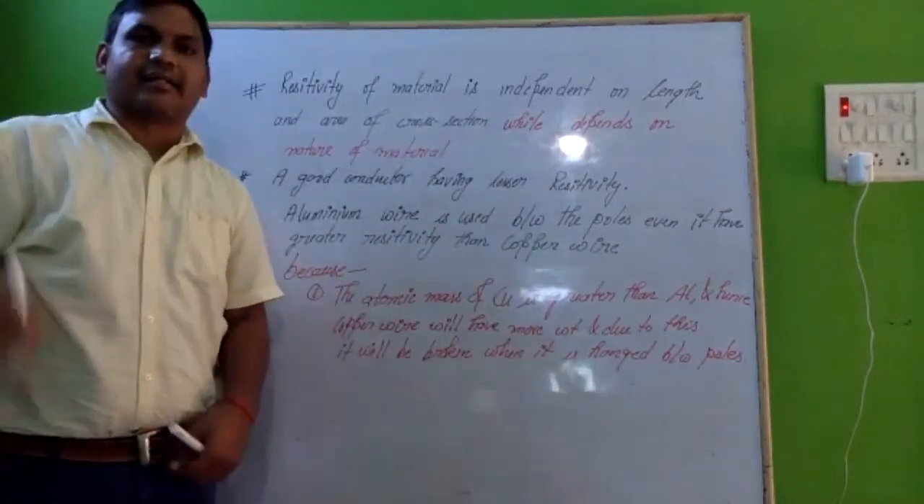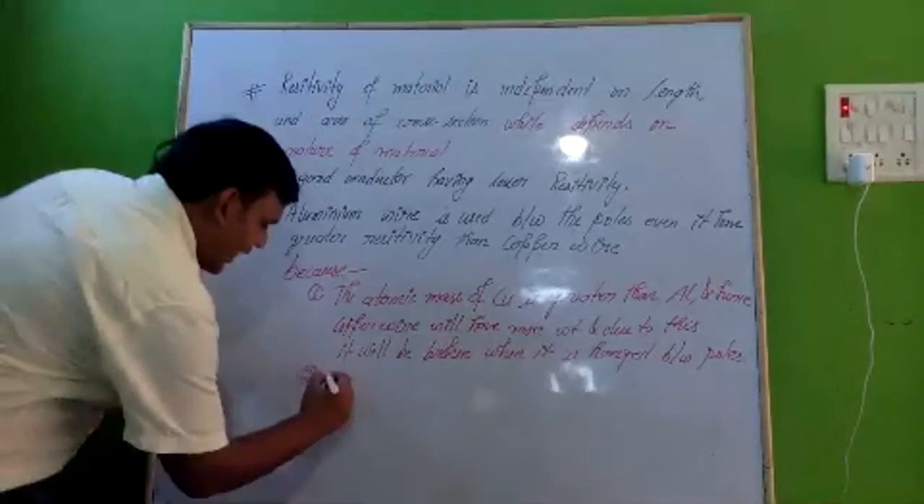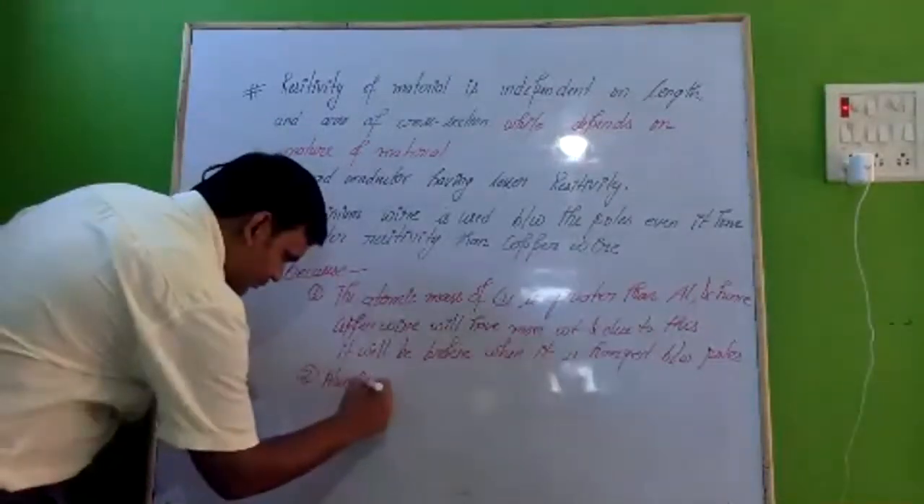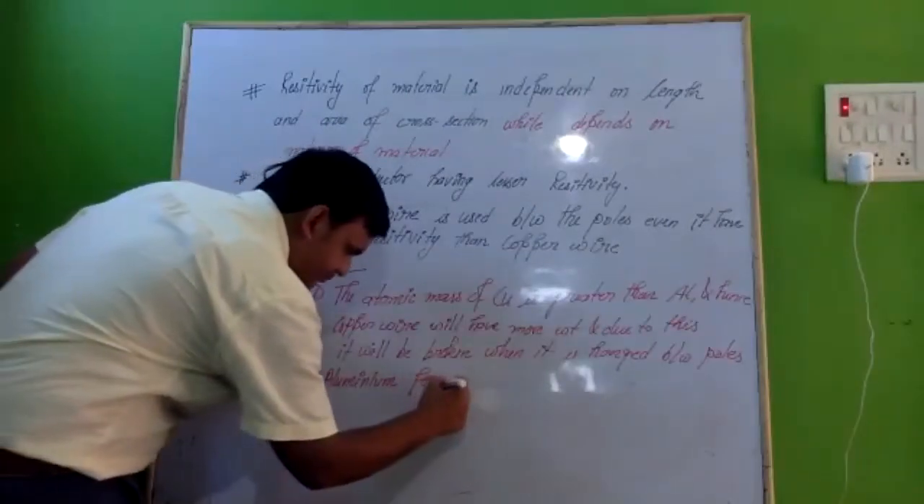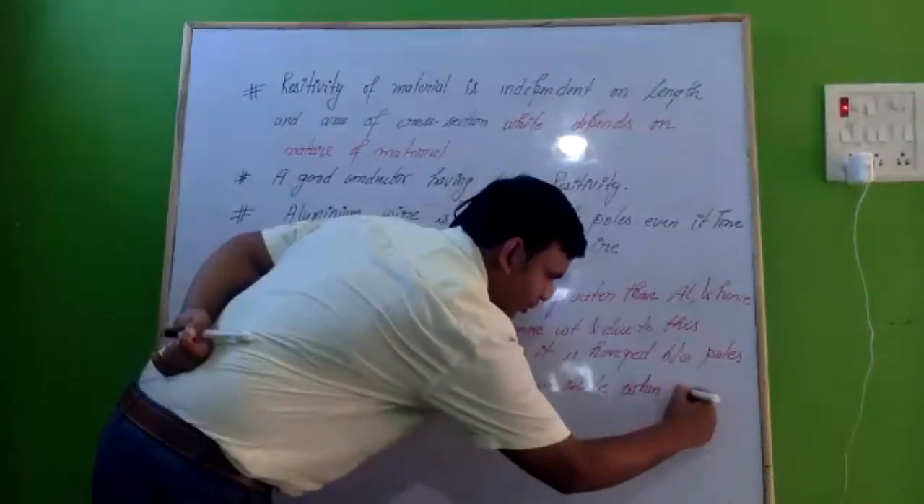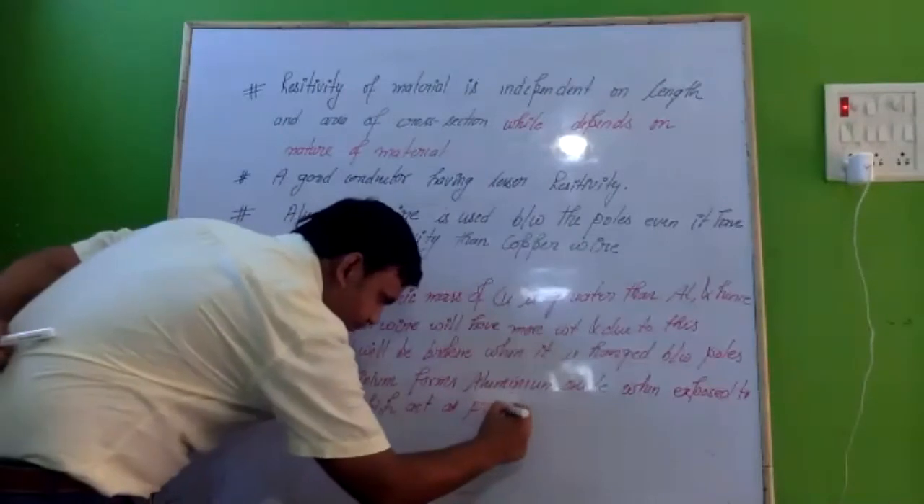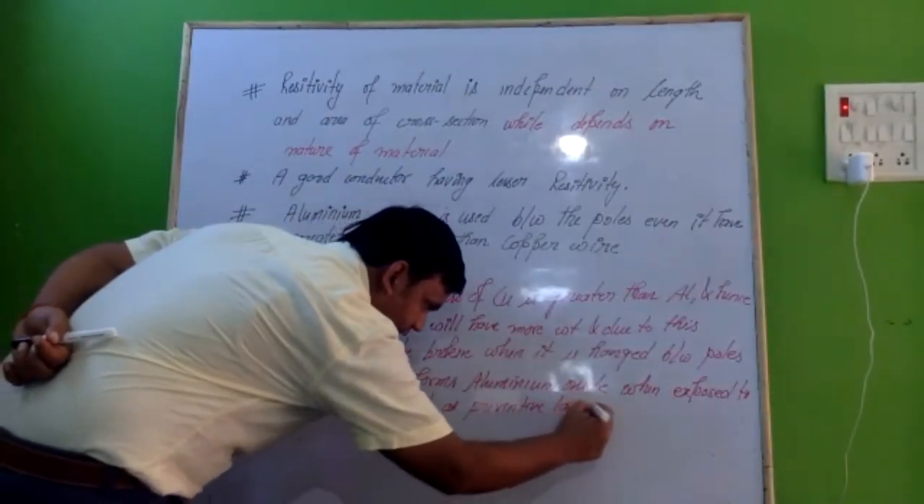Okay, this is one of the reasons, and the second reason can be written as: aluminum forms aluminium oxide when exposed to O2, which acts as a preventive layer. Got my point? Yes, sir.